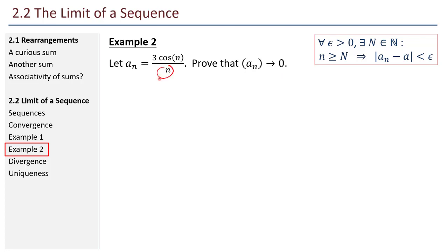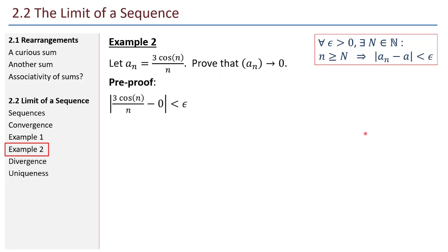The n in the denominator gets bigger and bigger and bigger, whereas in the numerator, cosine n always bounces back and forth somewhere between -1 and +1. So the numerator is somewhere always between -3 and +3. The numerator is bounded, the denominator is unbounded. It seems reasonable that this sequence converges to 0.